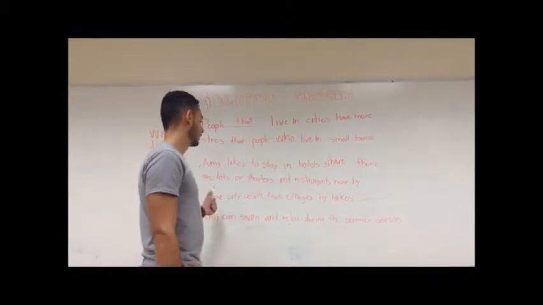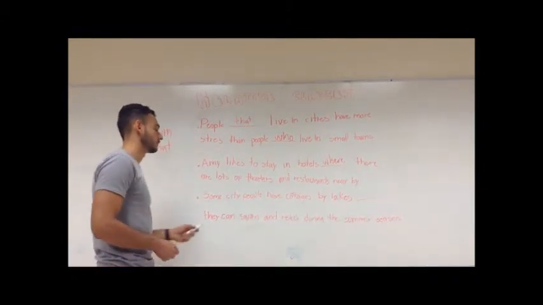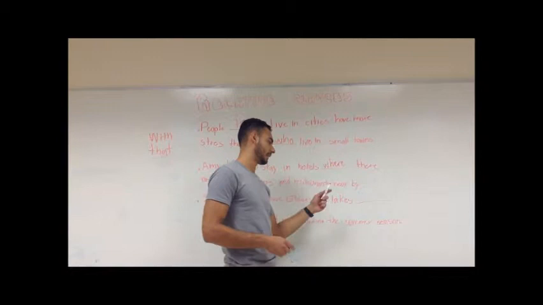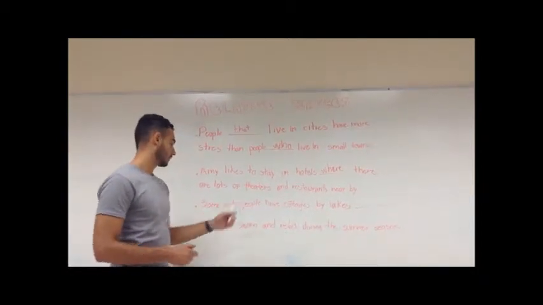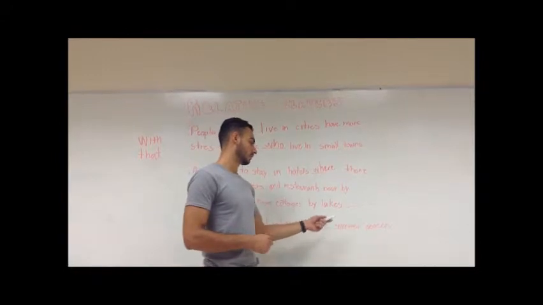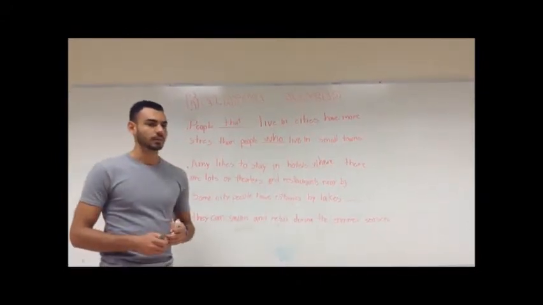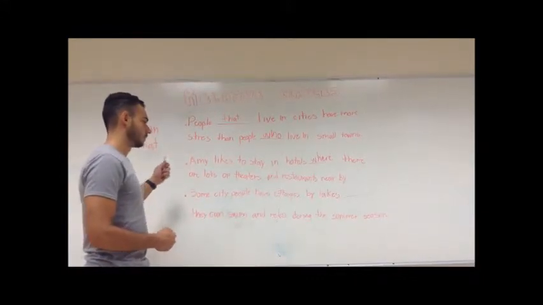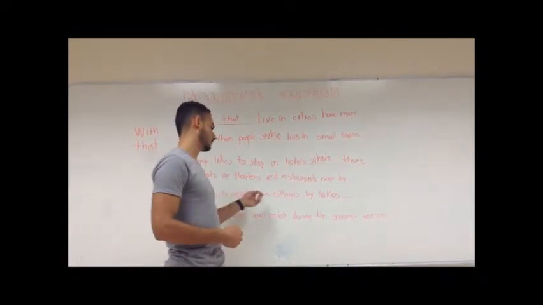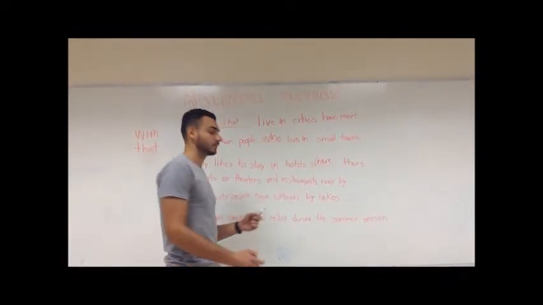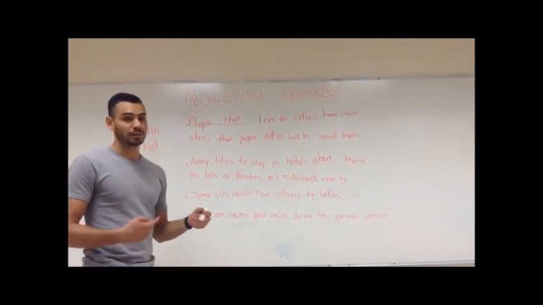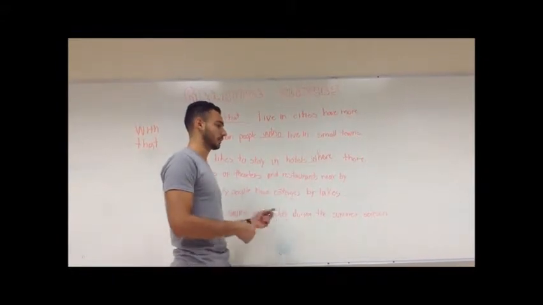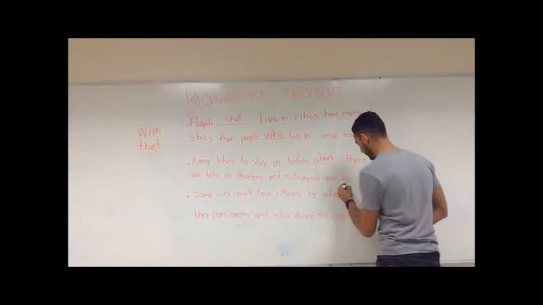Okay. The next example: some city people have attached by lakes. They can swim and relax during summer season. So here we can explain that some cities where people have attached by lakes, and then you give the explanation of what they can do in that kind of place. So here you are explaining with them.